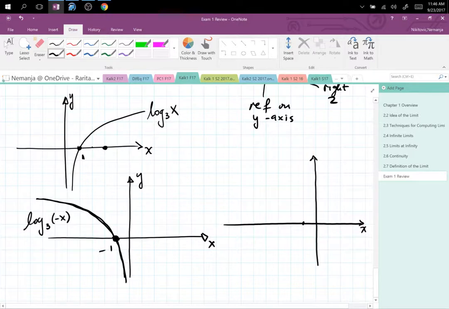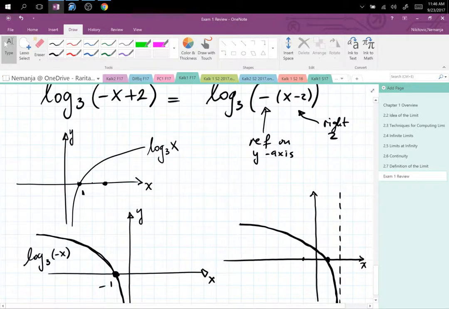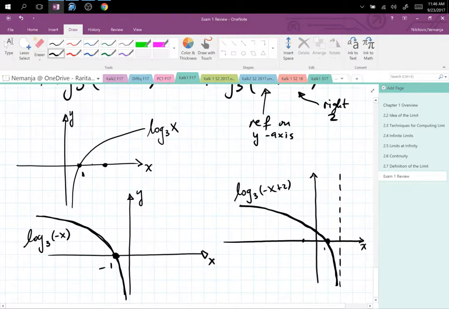So our old graph goes to this point. We need to move everything to the right. So I told you already that the vertical asymptote is going to be at 2. And the function is going to go through +1. Like this. And this is our final stage. So this is the log base 3 of negative x plus 2, and we're good to go.